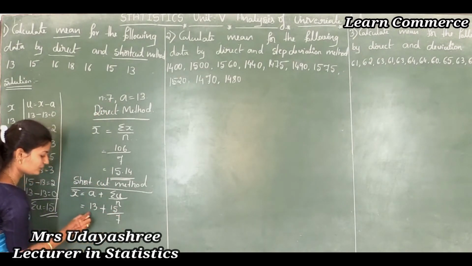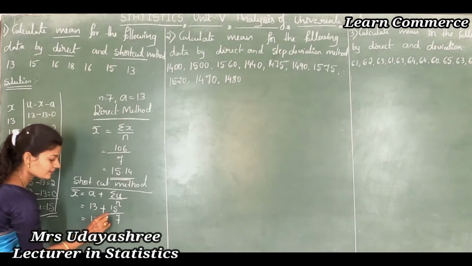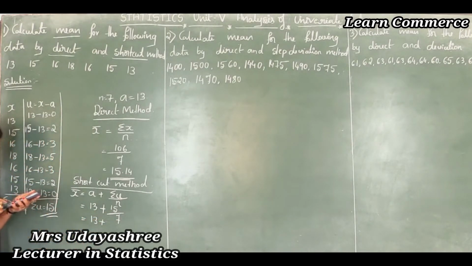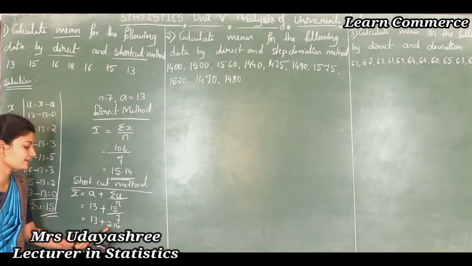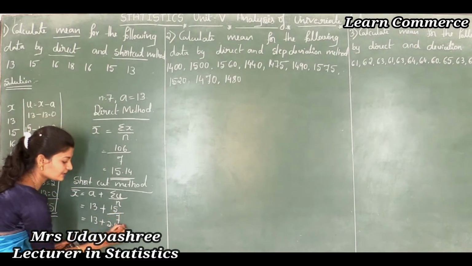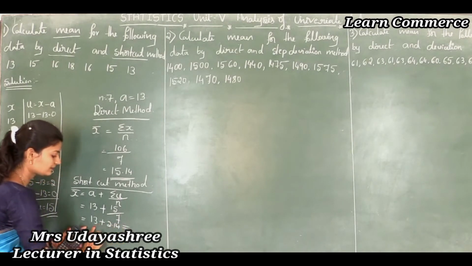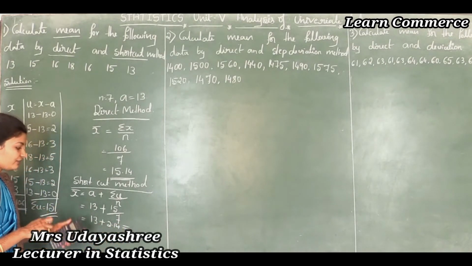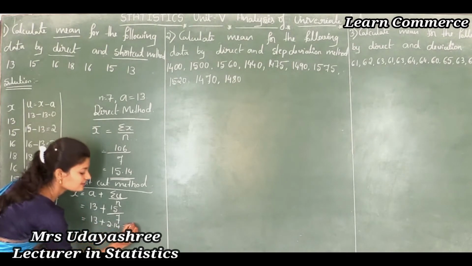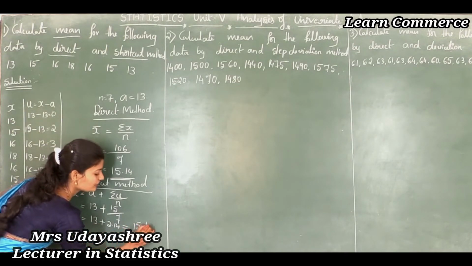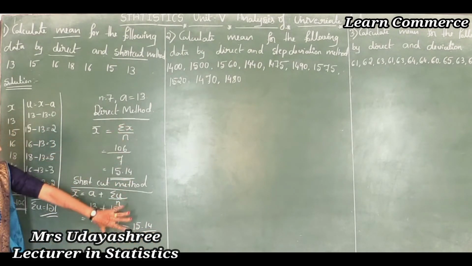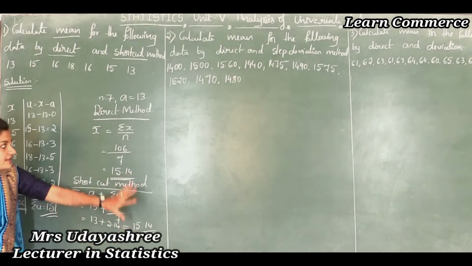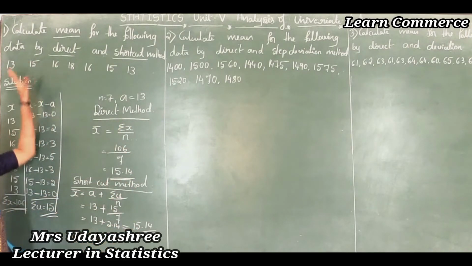So this is equal to 13 plus, so 15 divided by 7 is 2.14. This is equal to 13 plus 2.14, which is 15.14. See, here we got the same answer but the formulas are different. So this is all about the first problem.